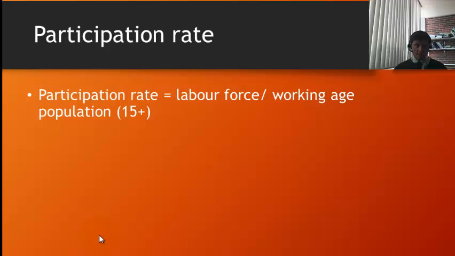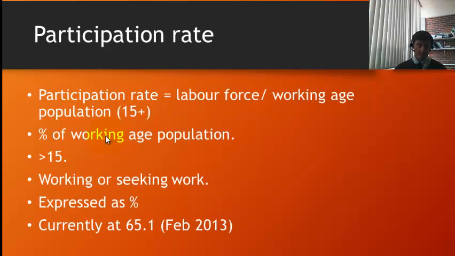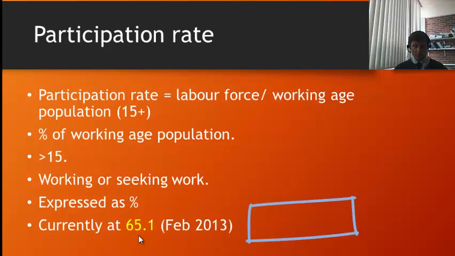The participation rate is defined as the labour force, the people who are able and willing to work, over the working age population. It's expressed as a percentage of the working age population, so the people that I excluded a second ago are also included in the working age population, namely the people that are retired and the ones that are studying and so forth. So to refine, it's people aged 15 and older. They are working or seeking work. That's an important bit. They're actively engaged in that. It's expressed as a percentage, and currently, as of February 2013, the ratio is 65.1.